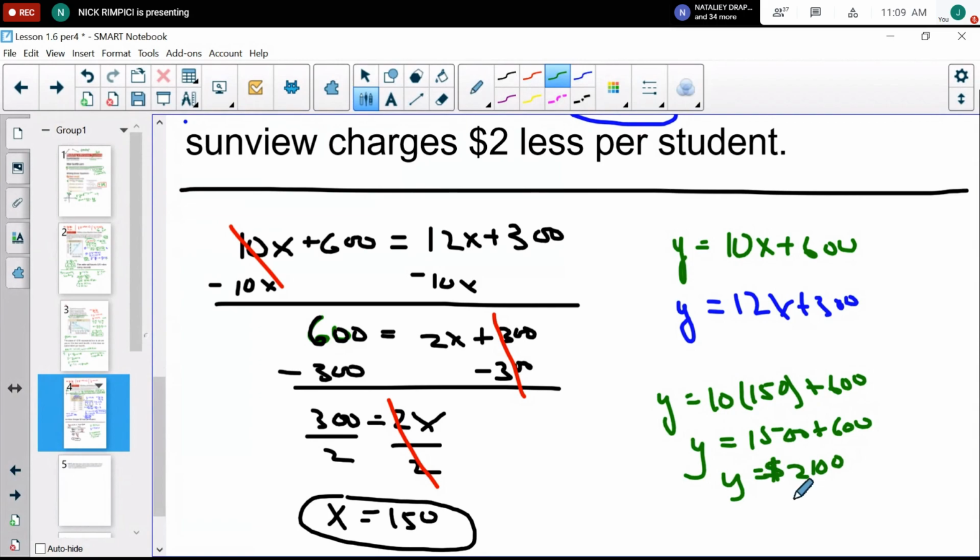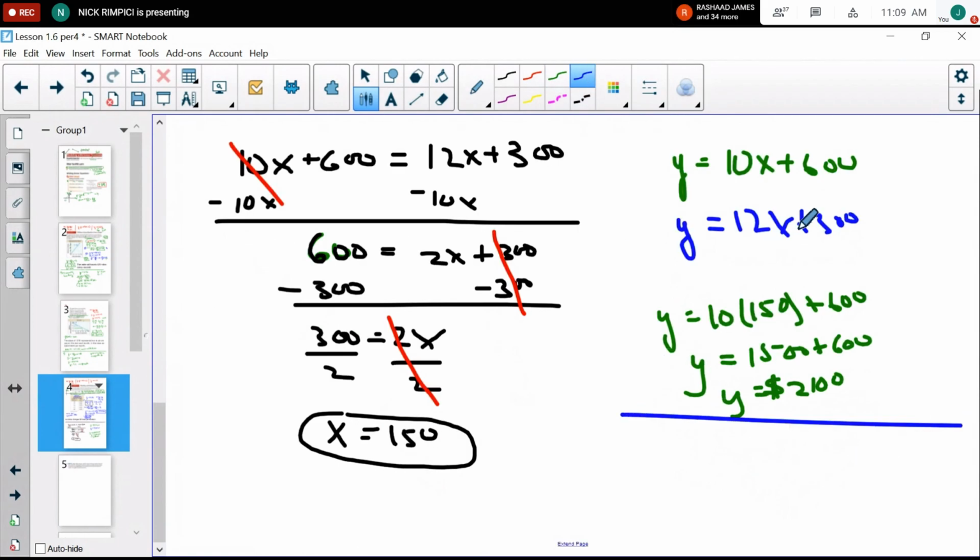So if we get 150 students to show, the Sunview place is going to charge us 2,100 bucks. So it should be the exact same for this, right? So if we go to Lakeside, again, we have 150 students showing. So x is 150.